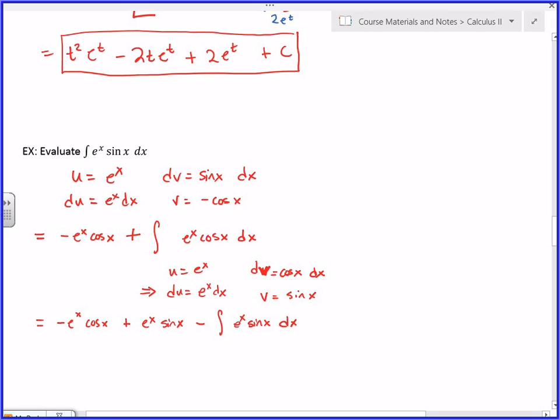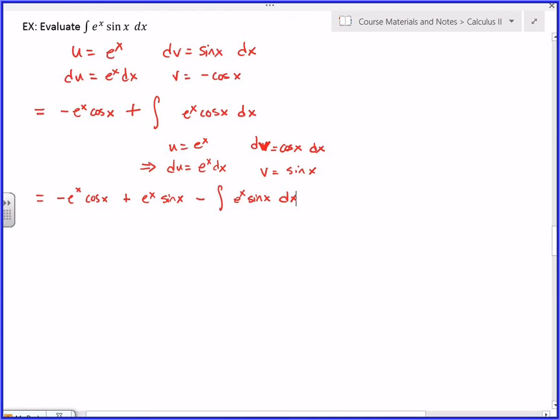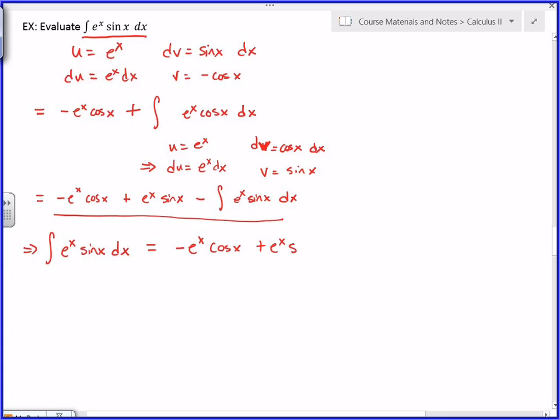And just as we predicted, we're back where we started. If I keep going, it's just going to end up repeating itself over and over again, right? Now here's where I get creative. Notice this integral right here is equal to this. I'm going to write that out. The integral of e to the x sine of x dx is equal to negative e to the x cosine of x plus e to the x sine of x minus the integral of e to the x sine of x dx.